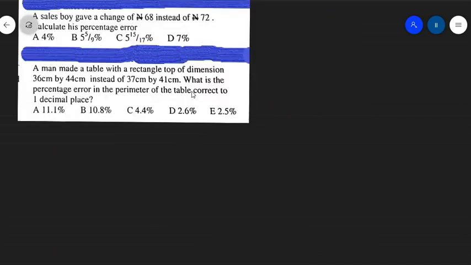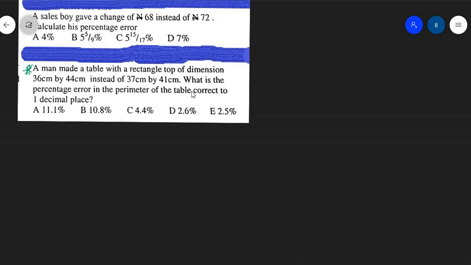Alright guys, we'll continue from where we stopped. This time around we're going to work on these two remaining exam questions. I'm going to leave the first one. I'll come and just take care of this last one. It looks a little bit tricky, not directly straightforward, but it's still simple.